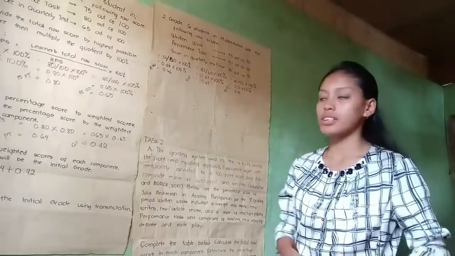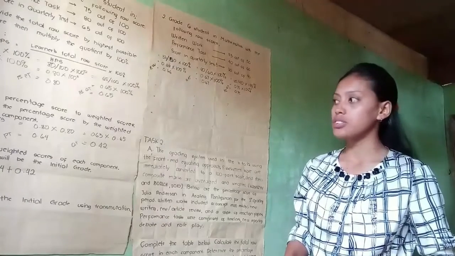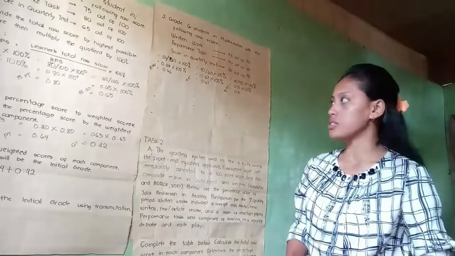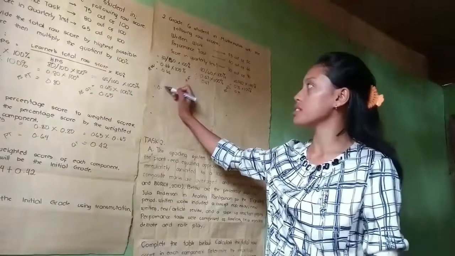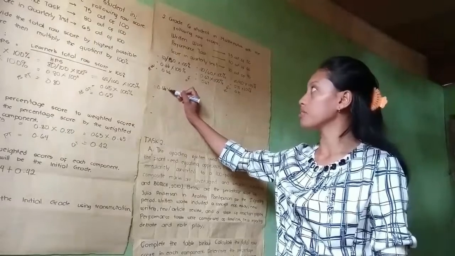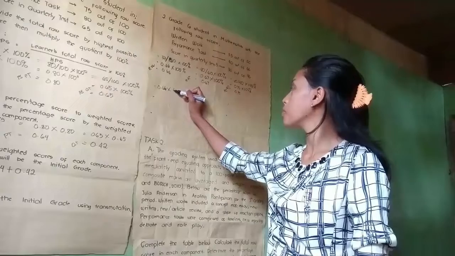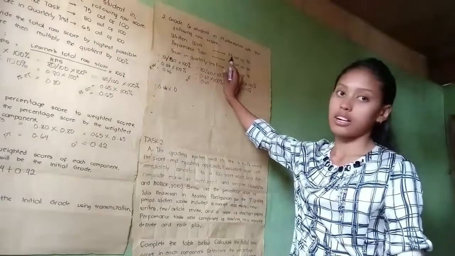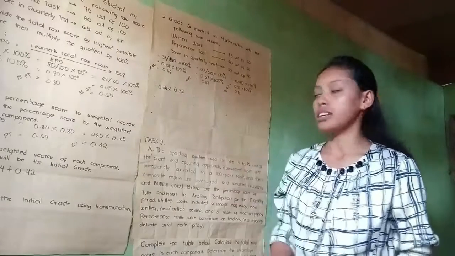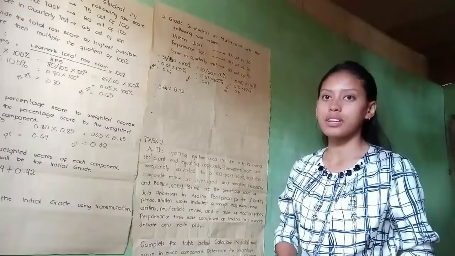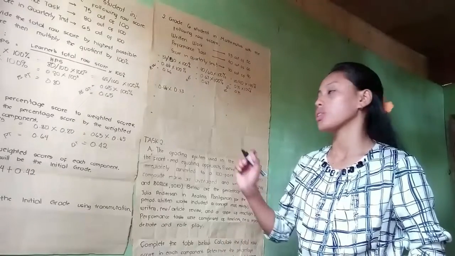So next is to convert the percentage score to weighted score: multiply the percentage score by the weight of the component. Our possible score of written work is 0.66. Then let's multiply it by the weight 0.33. So 0.66 times 0.33 is equal to 0.22.